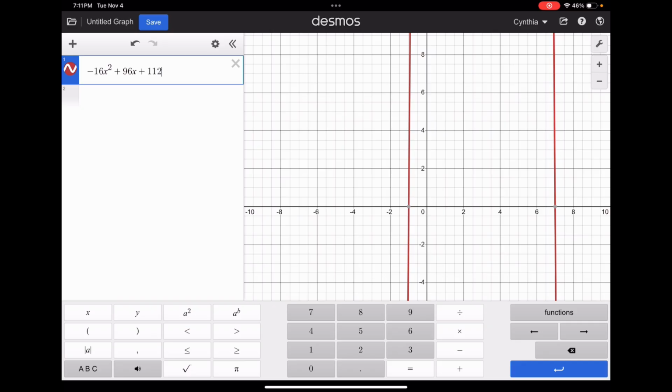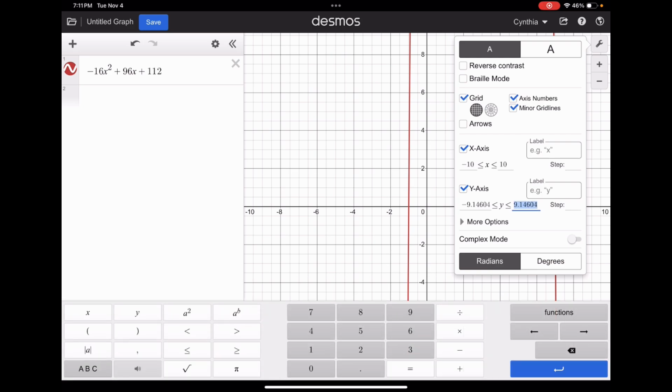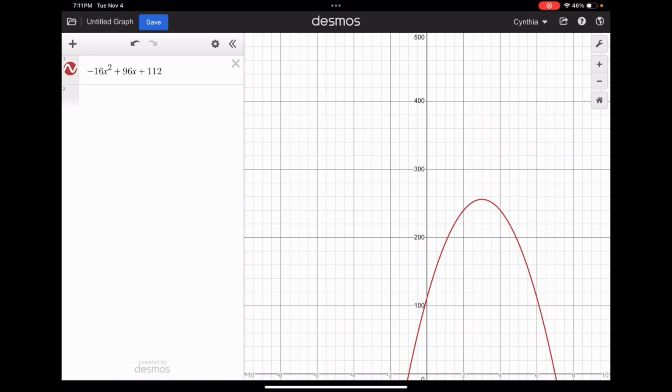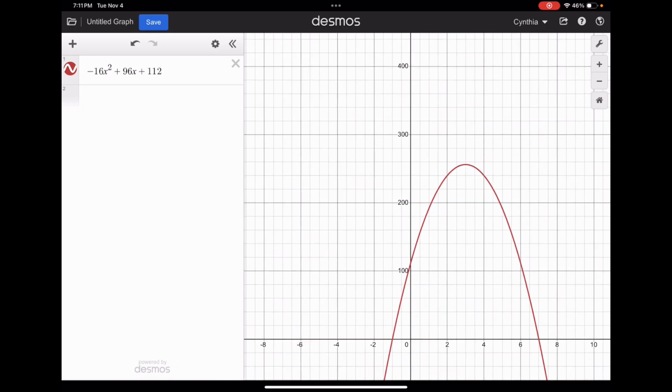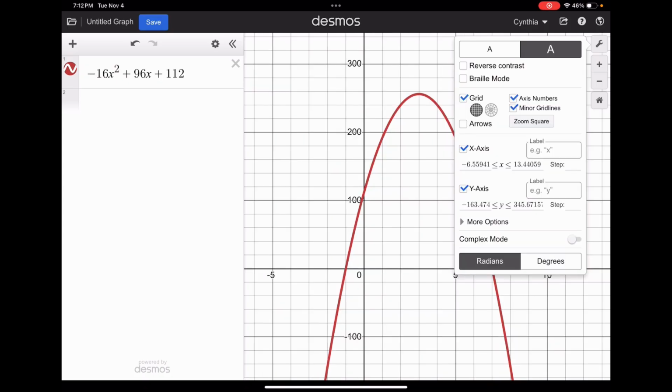All right, when you use Desmos, you have to use x's instead of t's. So I've used x's here. Now, what you can see right now is that I cannot see the top of my vertex. So you go over to the wrench on the far upper right corner, and I'm going to change the y-axis. You see where it says positive 9.146 right here. I am first going to try like 500. Okay, that happened to work. I don't need it to be that far, so I can just drag it. Now I can see the whole graph. I like this version better, just so I can see it.